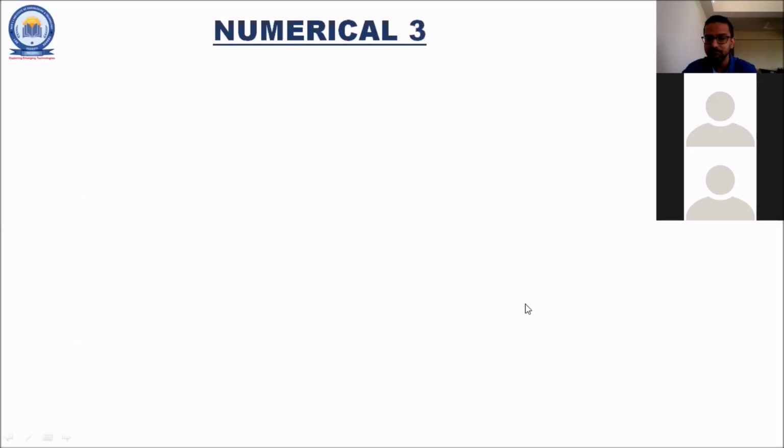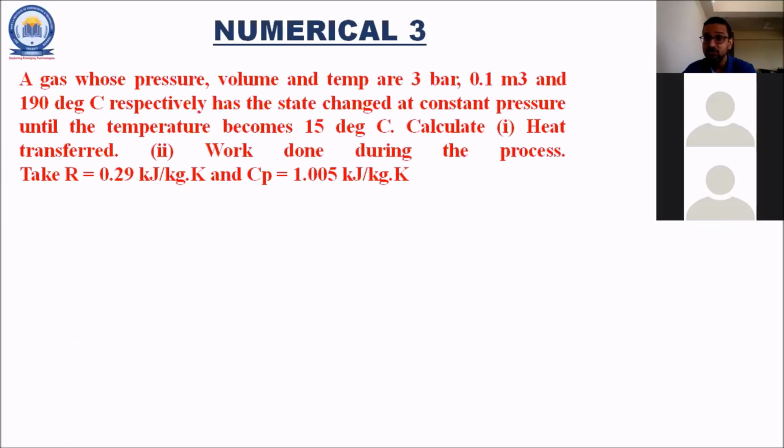So friends, let us proceed further to the third numerical. This numerical you have to calculate on your own, and after a few minutes I will show you the answers so that you can cross-check whether you have got the right answer or the wrong answer. Try to understand the values which are given, convert these values into standard SI units, then write down the given data, what to find, and start the calculations. In this numerical, only two parameters you need to find out, that is the amount of heat transfer and the amount of work done.